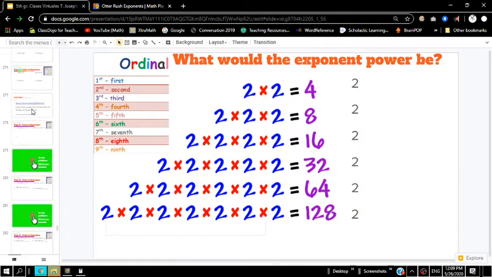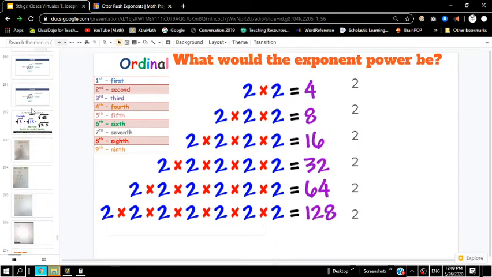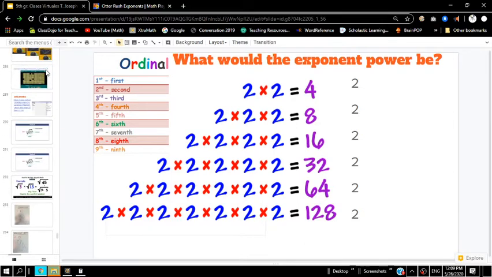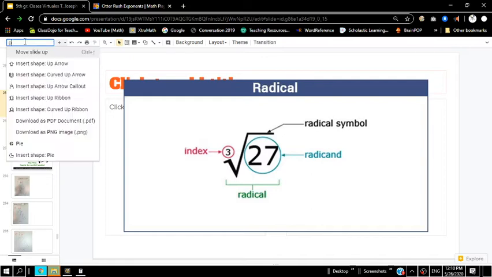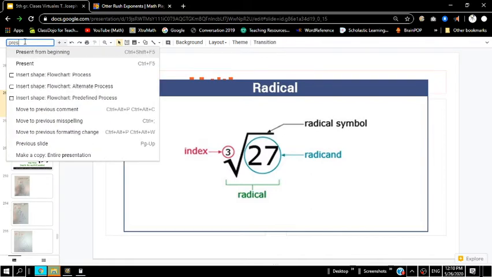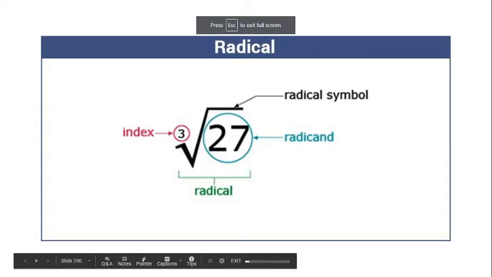And then there's another thing that's really important that we learn, which is called radicals. Radicals are a little bit more complex than exponents because you have to work with factors. It's really important that you know your multiplication facts when you're working with a radical. Let's make this a little bit bigger so we can see it. This radical, for example, would be 27 to the third power. That index is that third.